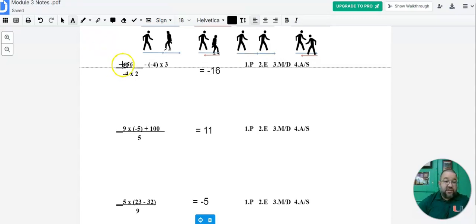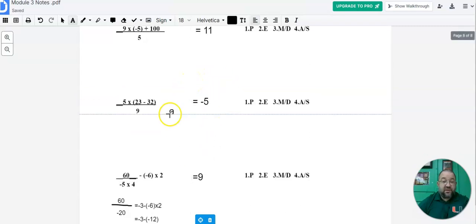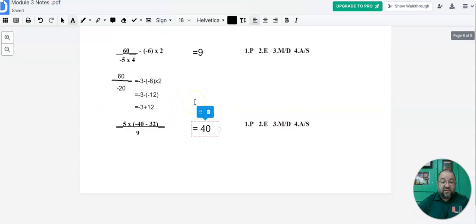All right, so this one here, the answer was negative 16. This one here, the answer was positive 11. This one here, the answer was negative 5. We already solved this one at negative 9.